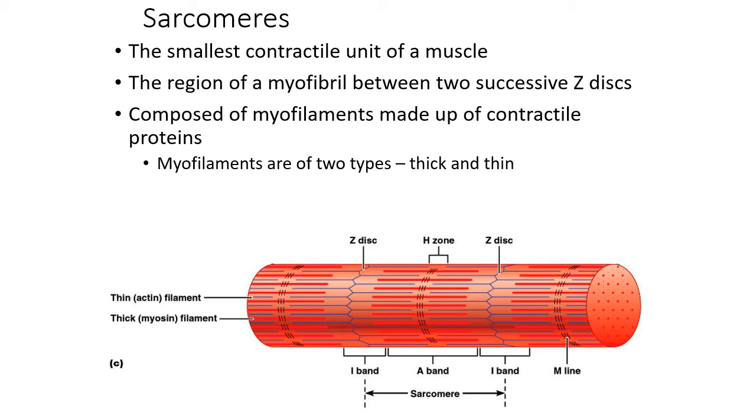Sarcomeres are the smallest functional contractile unit of a muscle. We said from the beginning that we're going to make things smaller and smaller as we have them in the muscle cells themselves. The sarcomere is just that, the smallest area that we have. With that, we have Z-disc to Z-disc. That's the boundary of our sarcomere. Within it, we have several different structures and some different regions that we'll look for.